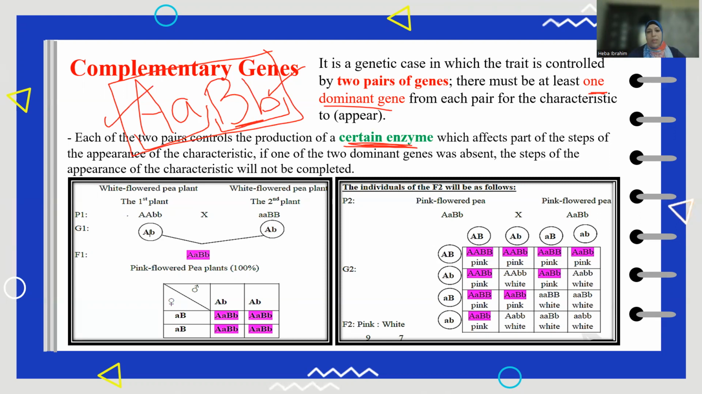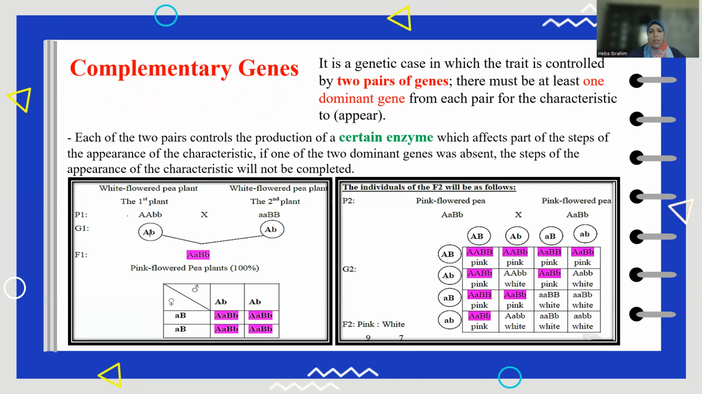Let's discuss some genotypes to differentiate between the genotypes for the dominant trait and the genotypes for the recessive trait. Here we have white flowers, A capital, A capital, B small, B small. Let's start with our first pair. In the first pair, we have 2 dominant genes. In the second pair, there is no dominant gene. So the reaction will not be completed and the pink color will not appear. So the color of this flower will be white, which is the recessive trait.